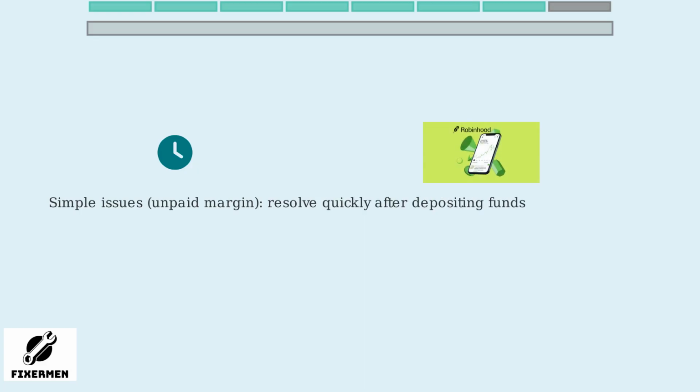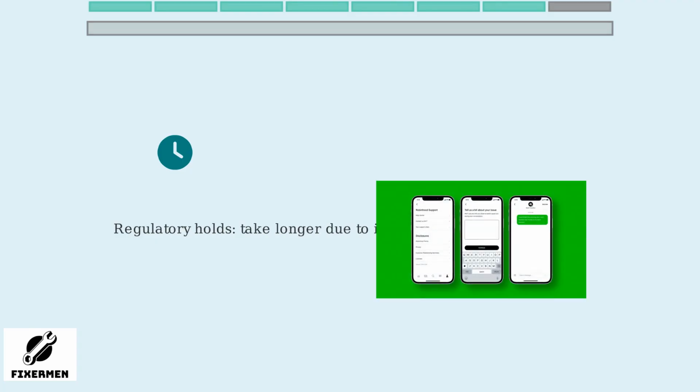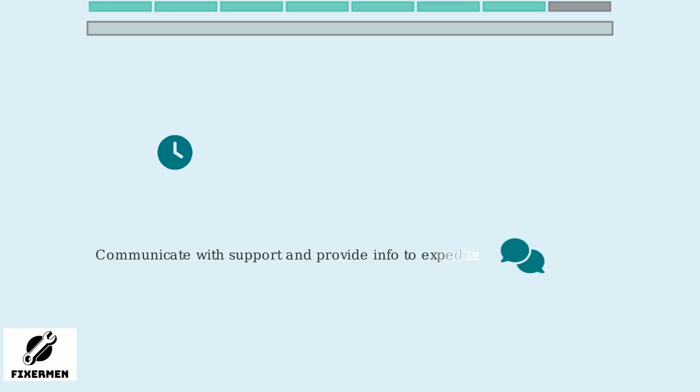The duration of an Error 2001 restriction varies depending on the cause and the complexity of the issue. Restrictions can last from a few days to several months. Simple issues like unpaid margin debts might be resolved quickly after depositing funds. Regulatory holds, however, can take longer as they require thorough investigation. Consistently communicating with Robinhood support and promptly providing any requested information can help expedite the resolution process.